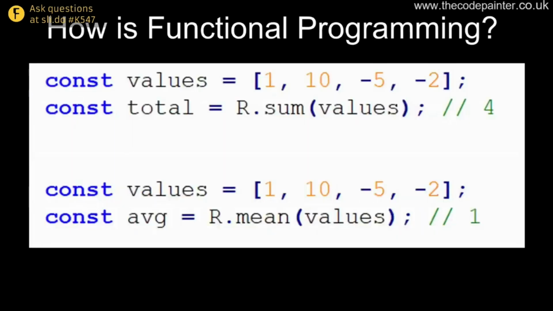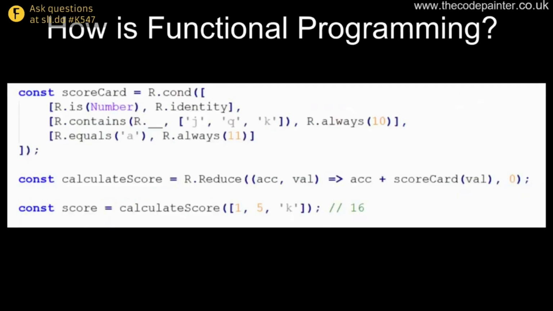There are some built-in simple aggregators. Sum will do exactly what you think: pass it an array, you get back the sum. Mean takes an average. Easy. But we want to do something slightly more complicated. We want to take an array of cards in our hand. In my imaginary example, I've got a 1, a 5, and a king. King's worth 10, so that's 16. And I want to convert all of this into a single value, the score.